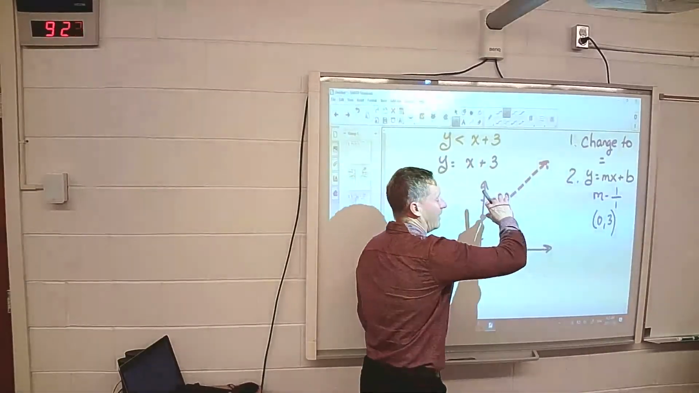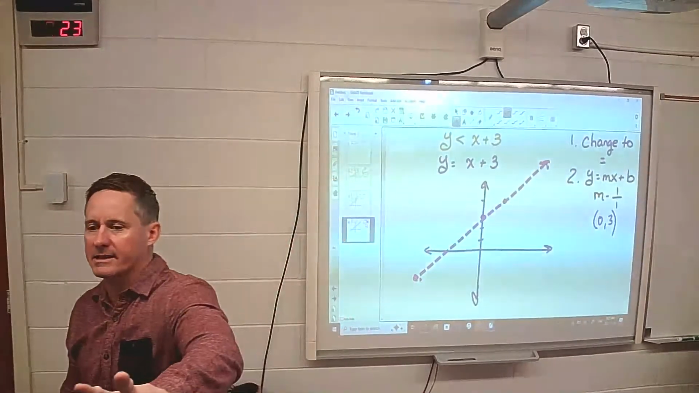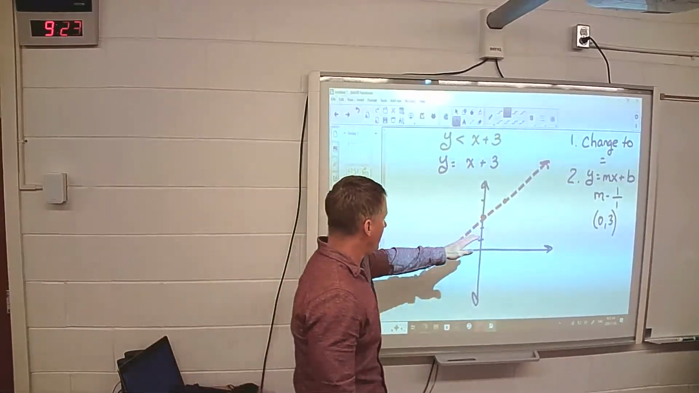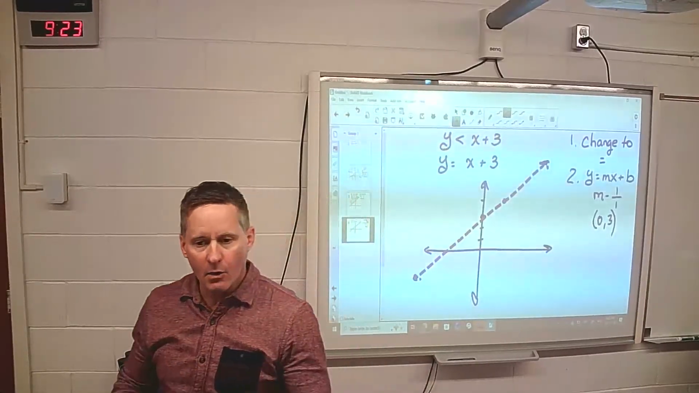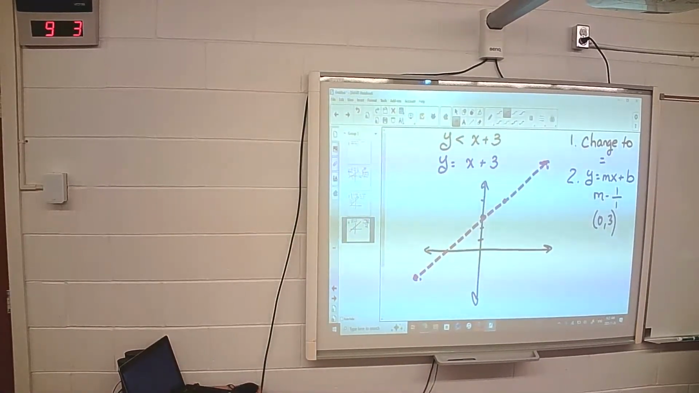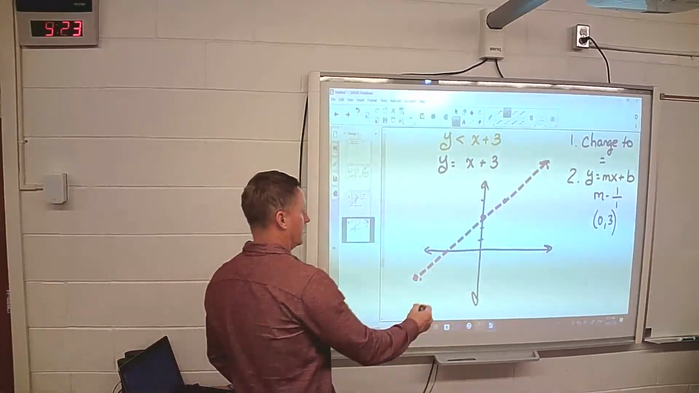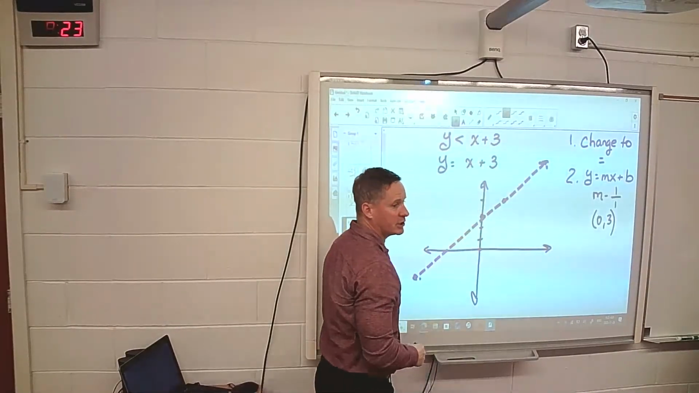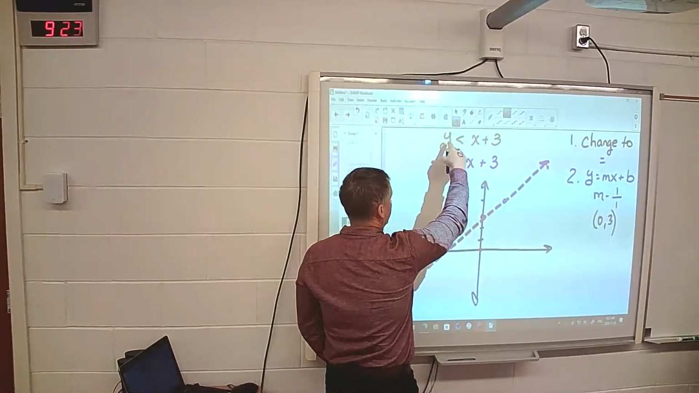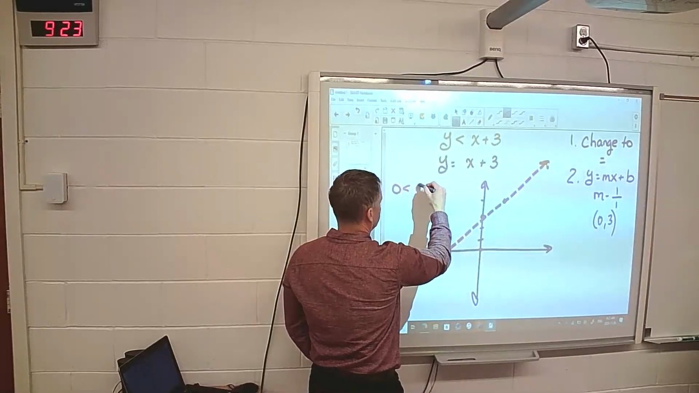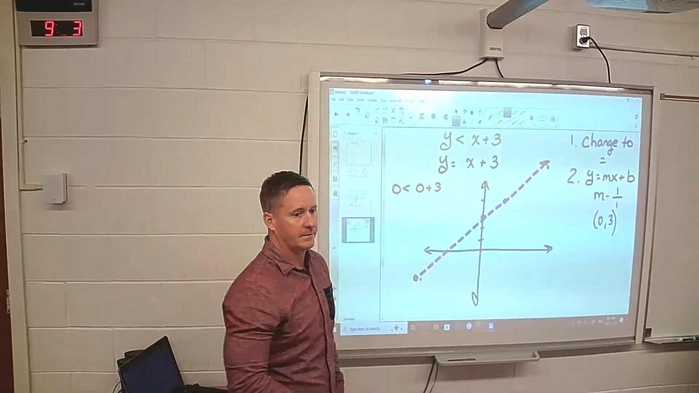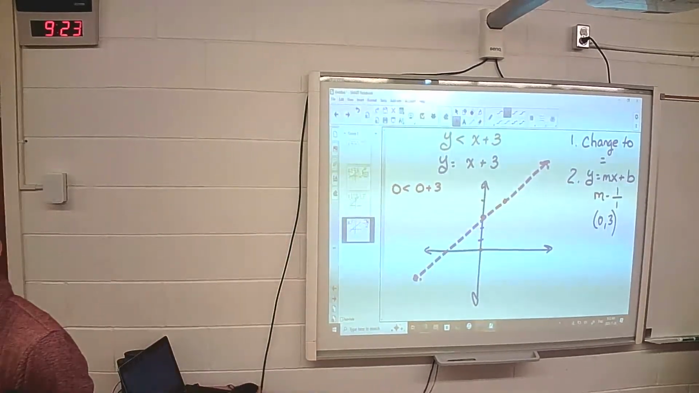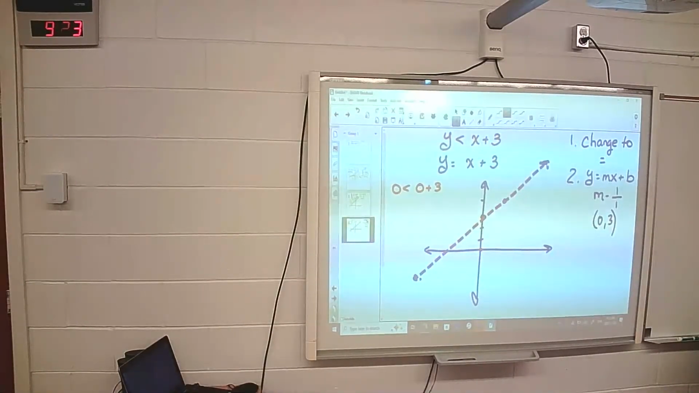Okay. I need to shade. I have 2 parts to this. I got down here and I got up here. How do I know where to shade it? What do I have to do? Put 0 and 0 in. Okay, I'm going to put 0 and 0. That's this coordinate right here. I'm going to put it into this equation now. That gives me, on this side, 0 less than 0 add 3. On the right side, what is 0 plus 3? 3. Is 0 less than 3?